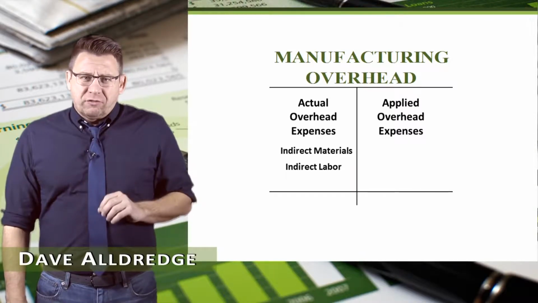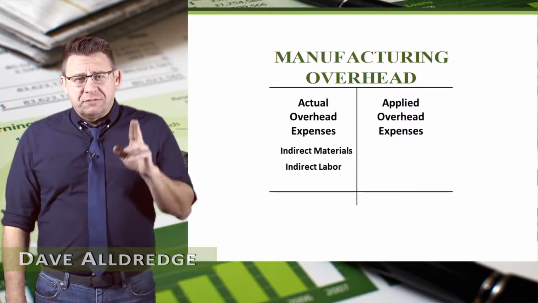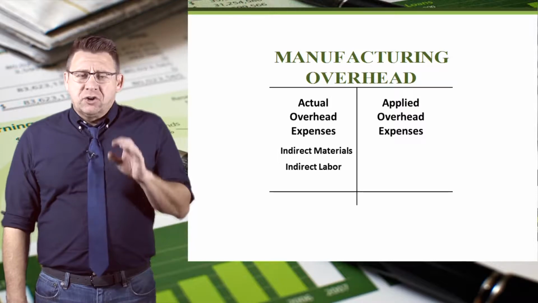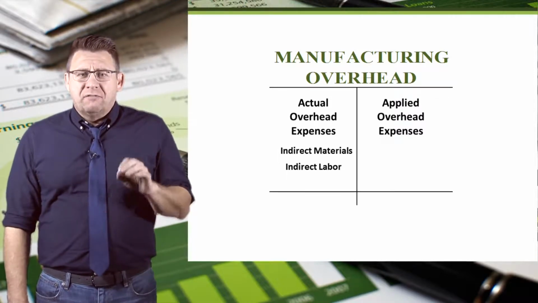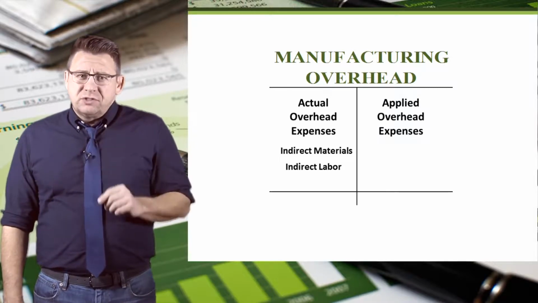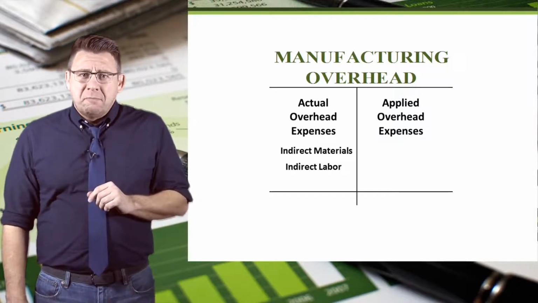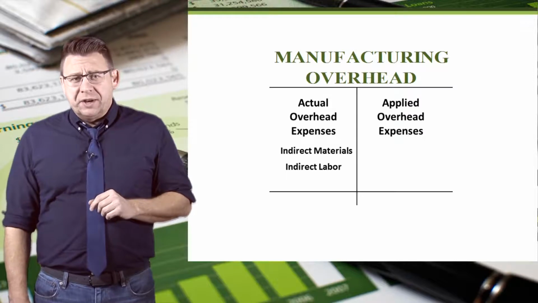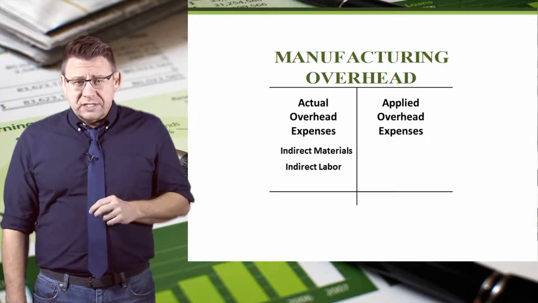Since manufacturing overhead is debited for the amount of actual overhead and credited for the amount of applied overhead, some of you have probably deduced that this account balance might not be zero at the end of the period. In fact, it almost never is.